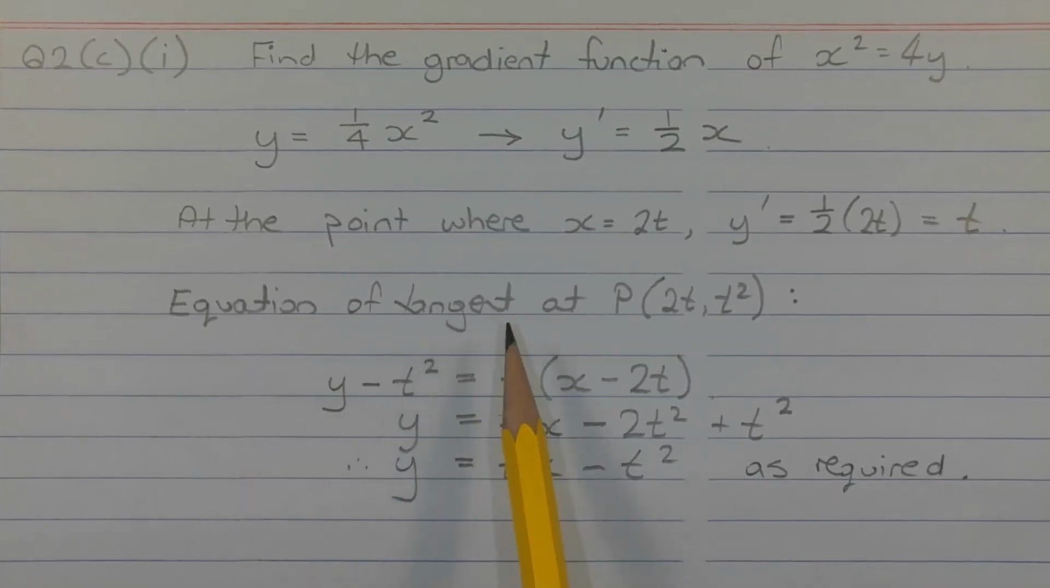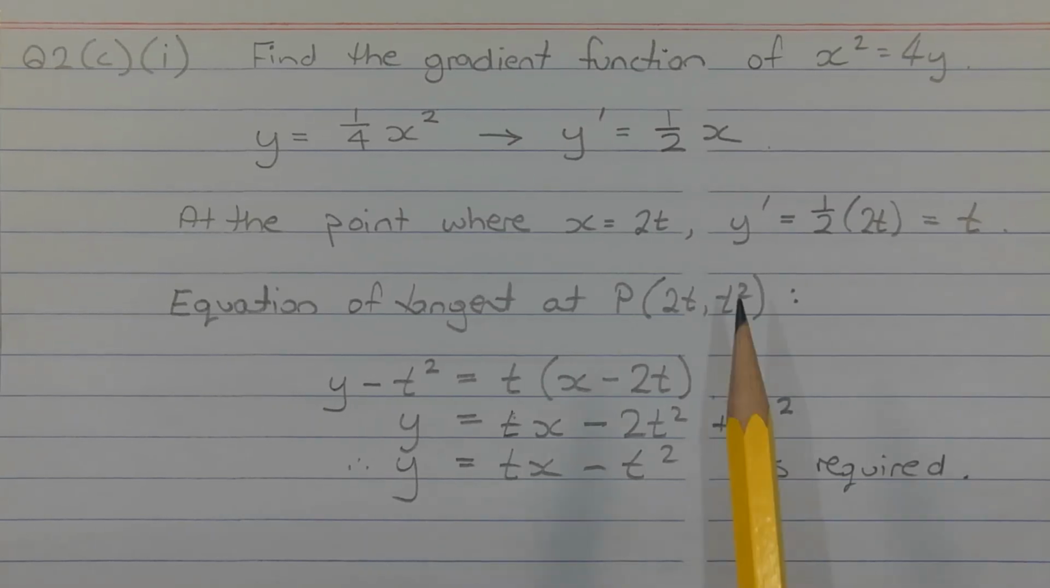Now the equation of the tangent at P with coordinates (2t, t squared), we use the point gradient formula. y minus y1 is equal to m, or the gradient, which in this case is going to be t, times x minus x1. Now our x1 is 2t and our y1 is t squared. So substituting those values for x1, y1 and m in the point gradient formula, we get y minus t squared is equal to t multiplied by (x minus 2t) in brackets.